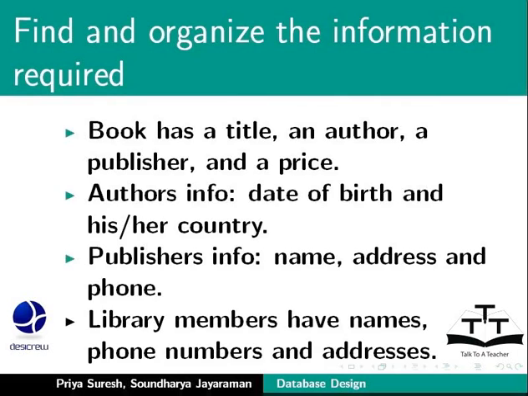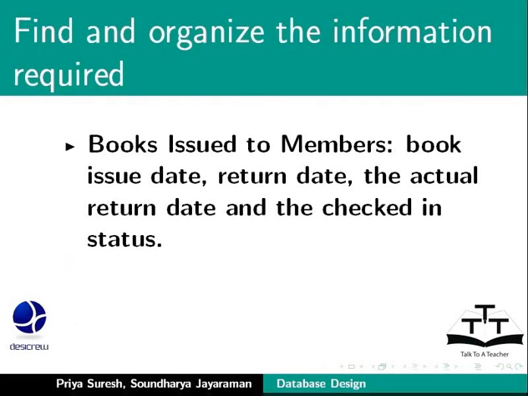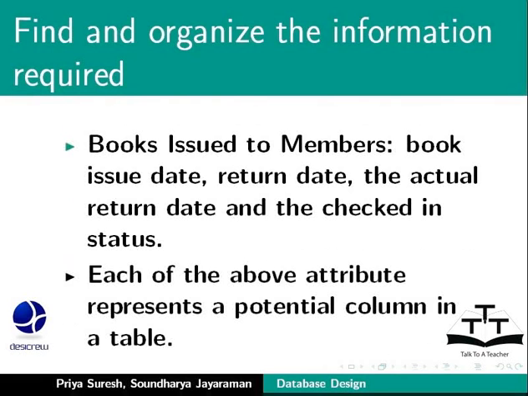Now, when a book is issued to a member, there is a book issue date, return date, actual return date, and the checked-in status. These individual items are also called attributes. Each of these attributes represents a potential column in a table.